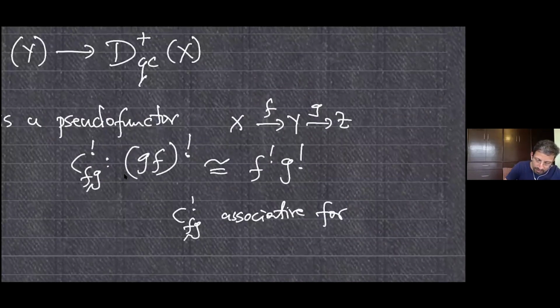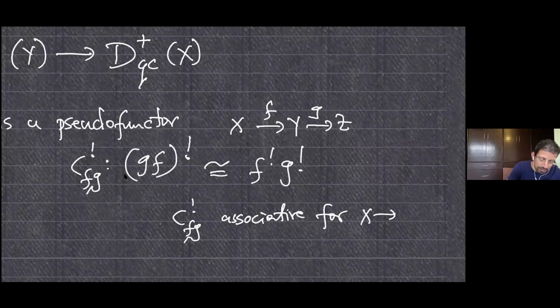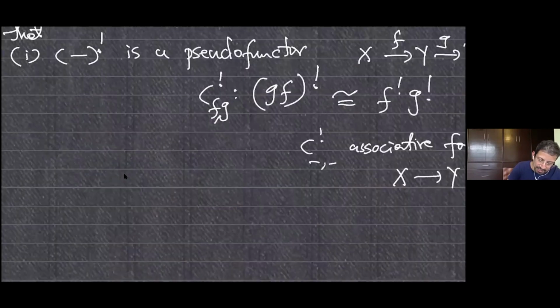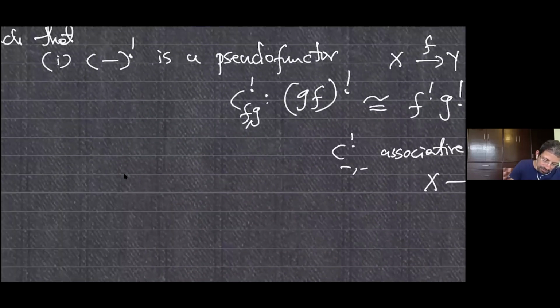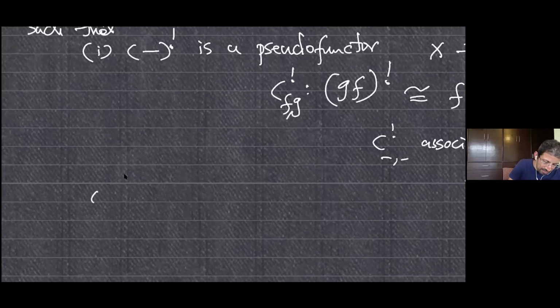So maybe I should not put this here. It's associative for X, Y, Z, W. So if you have 3 maps, then I will not write the condition, but you can see that there has to be some obvious way of comparing things, and that diagram should commute. So I will not elaborate on that.